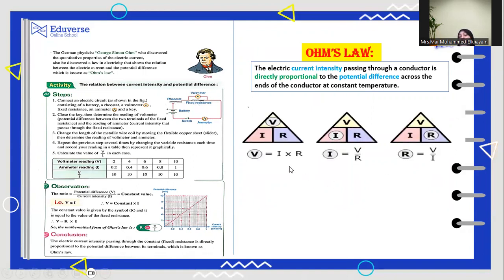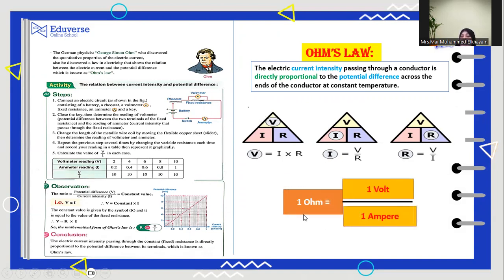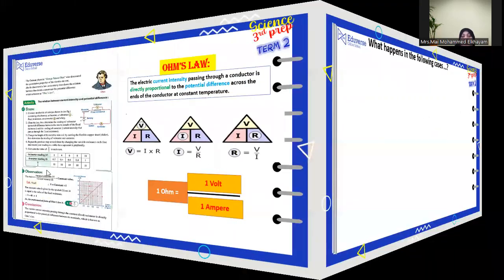We can for sure calculate the resistance, potential difference and current intensity from this triangle. Here, the current intensity equals potential difference over resistance, and so on. Now, 1 ohm is the measuring unit of resistance, and equals 1 volt over 1 ampere.